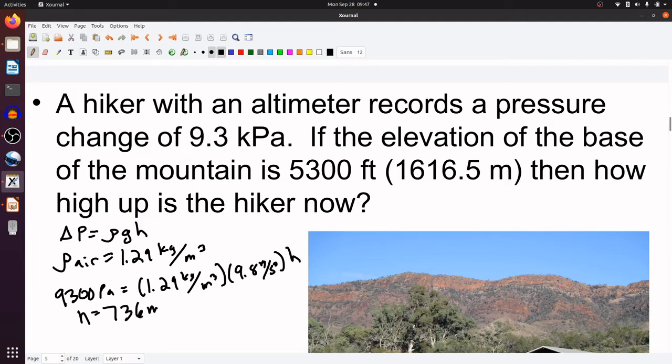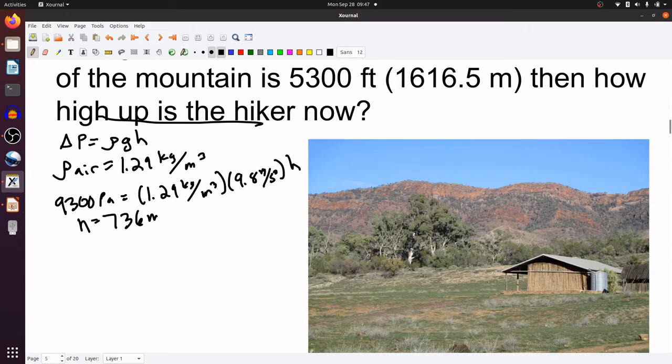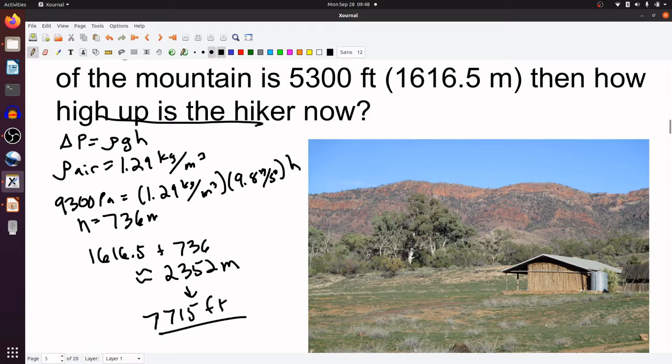Now it wants to know the absolute elevation, and so we started at 16.5, so I add that to my 736, and you get around 2352. And in feet, that gives me 7715. Just to give you kind of a scale factor.